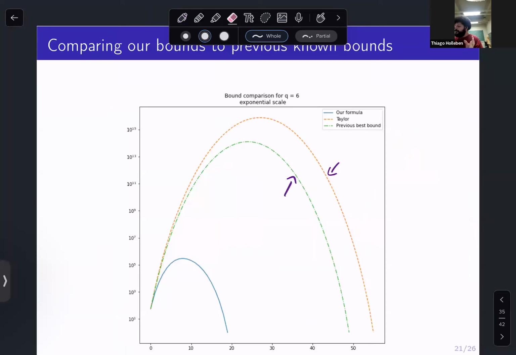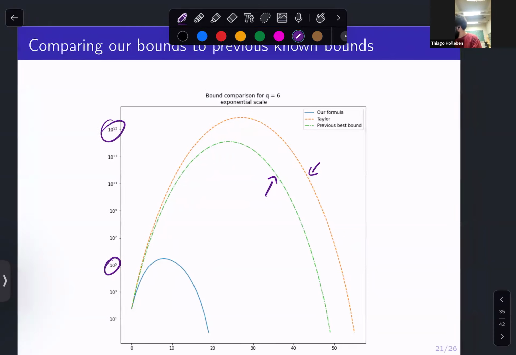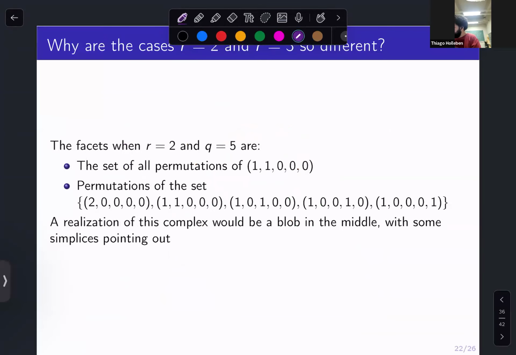This picture is on an exponential scale, so the improvement is actually massive. You go from trillions to like 5,000. The maximal entry here is around 10 to the 5. This is for Q equal to 6. The maximal entry before was 10 to the 15. So the improvement is massive, and our result is sharp, so you can't do better than it. There exists a complex that achieves it. Okay, that's the pretty picture.